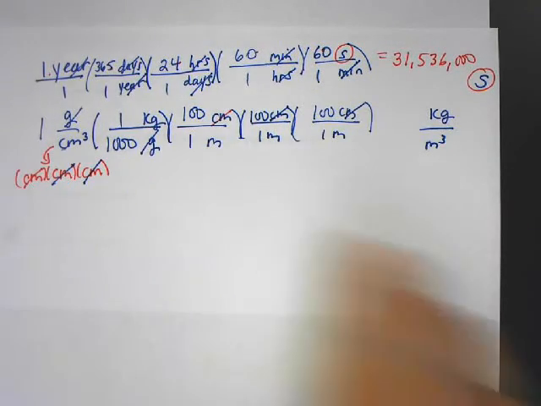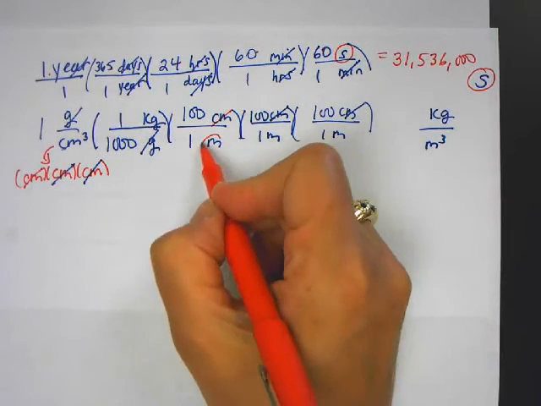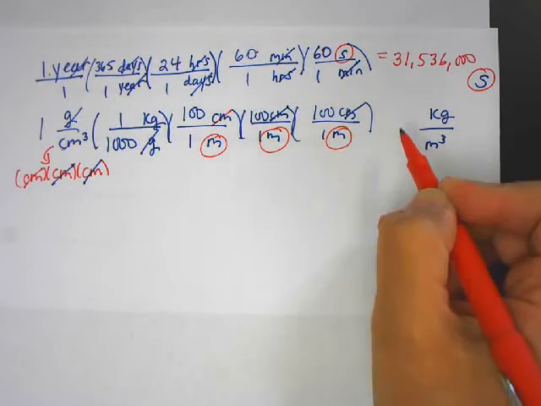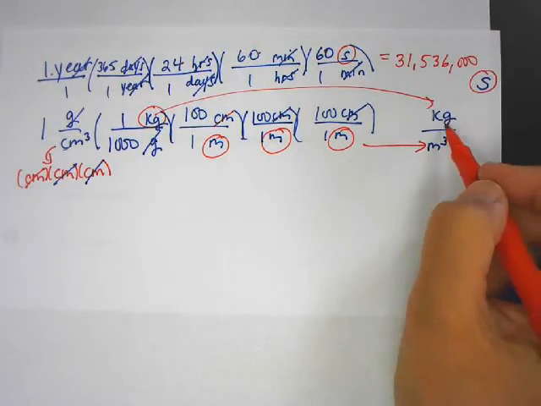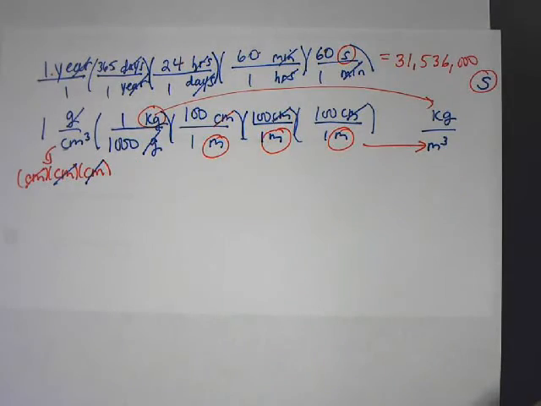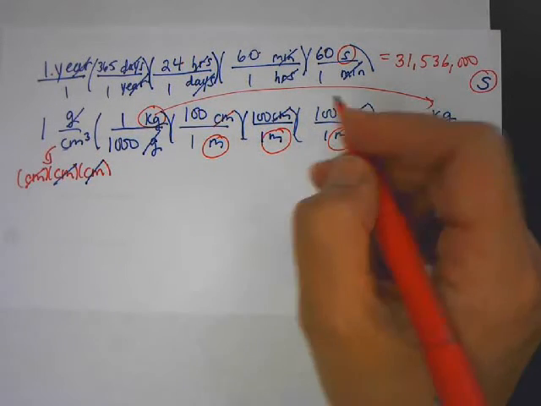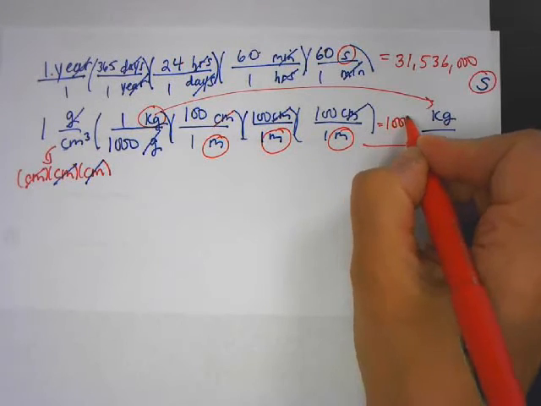And what am I left with? A meter times a meter times a meter is a meter cubed. And now I have my kilogram. So my final answer, unit-wise, is correct. And when I multiply it out, I get 1,000 kilograms per meter cubed.